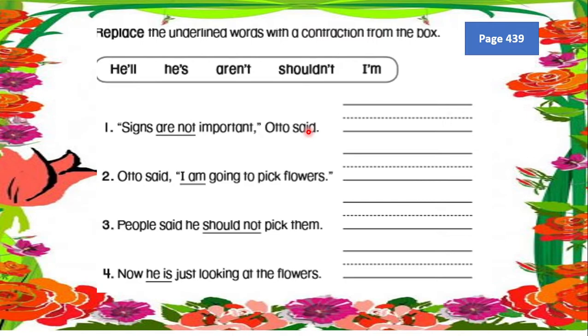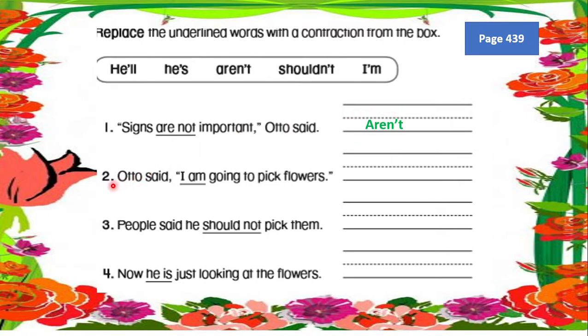When we have the word not, what do you think? What are we supposed to do? We remove the O and put an apostrophe. Yes, so write it. Aren't becomes one word. Aren't.